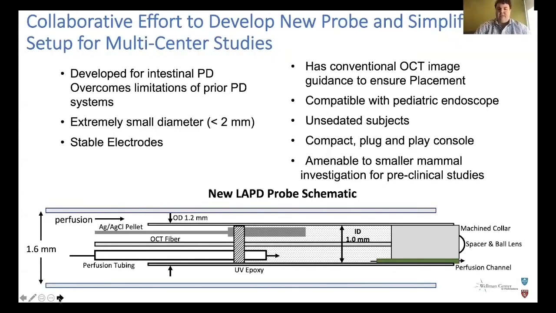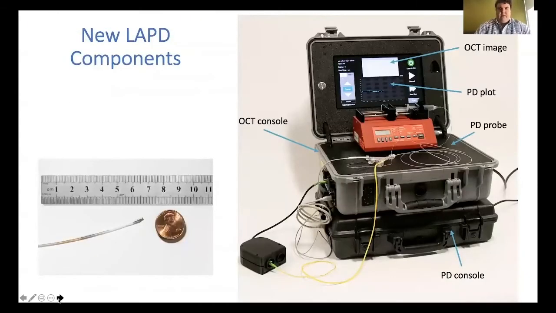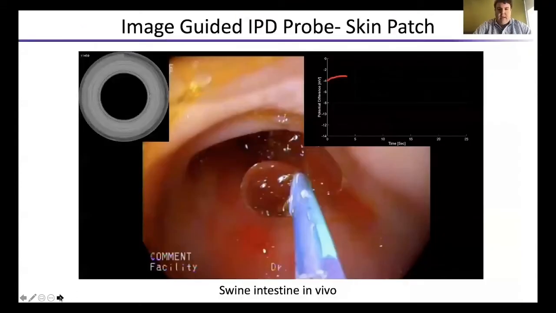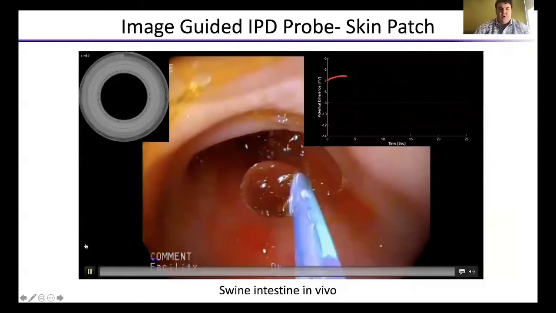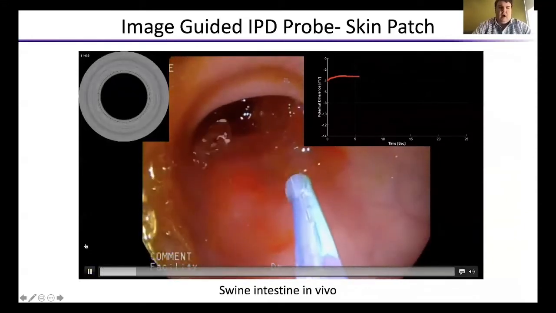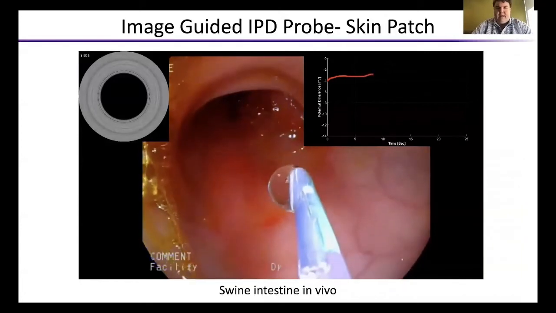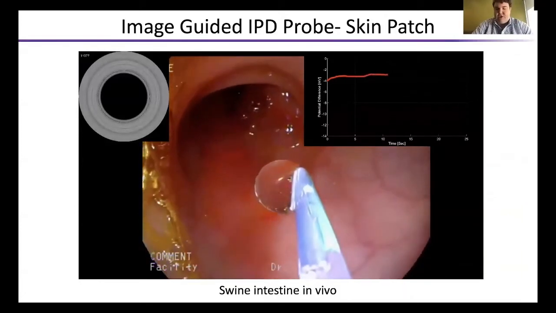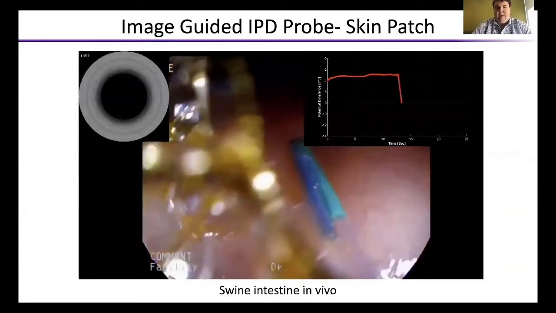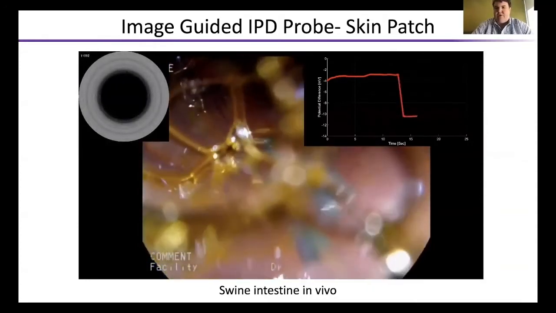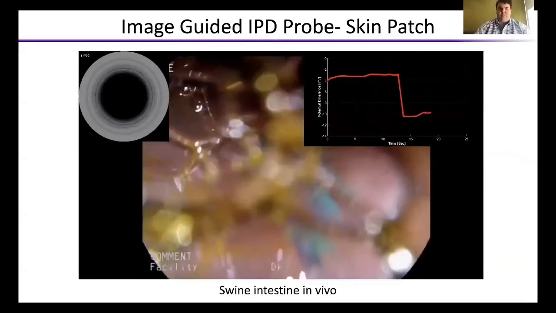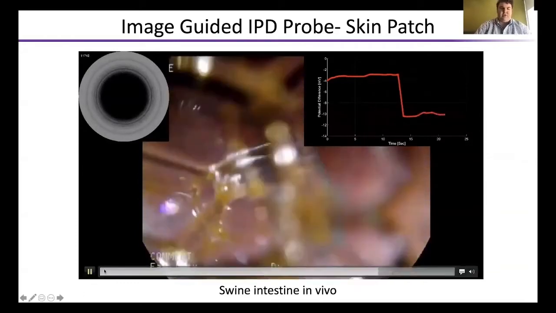This is an example of one of the schematics of the currently developing LAPD probe. These are the components. You can see it's quite easy. It's an out-of-the-box type of technique, and the probe here is very small, on the order of less than 2 millimeters in width. As you can see from this video, we can use the optical coherence image in the upper left to ensure placement, and then get adequate contact with the epithelium. This is shown here in the intestine as an example. But when we achieve adequate contact, we're able to measure very appropriate and discriminative nasal potential or lower airway potential difference measures.